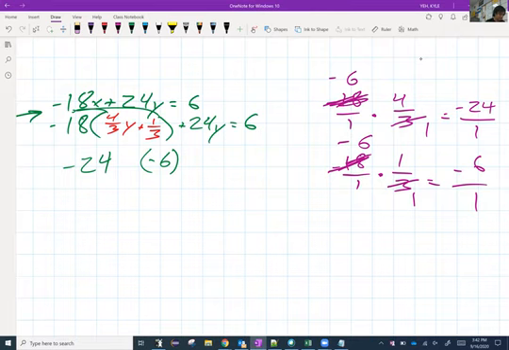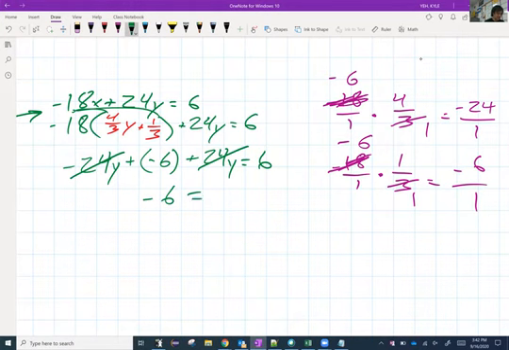I did forget to put my y. I keep doing that in this video. I apologize. Negative 24y plus negative 6 plus 24y equals 6. And so we say, let's combine like terms. Negative 24y, positive 24y. So we get negative 6 equals 6.